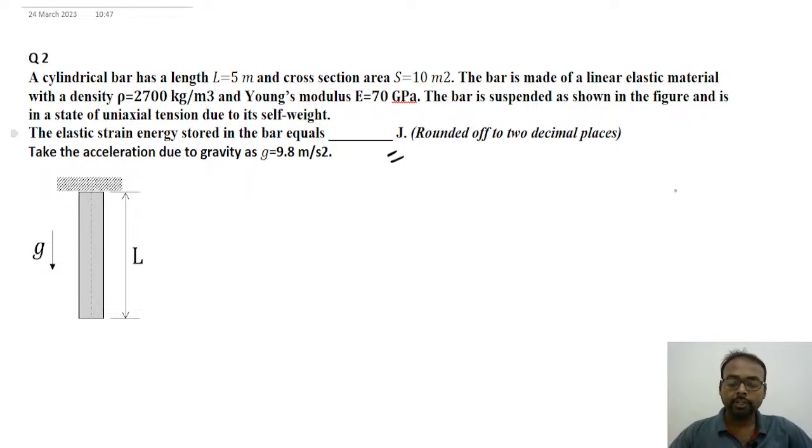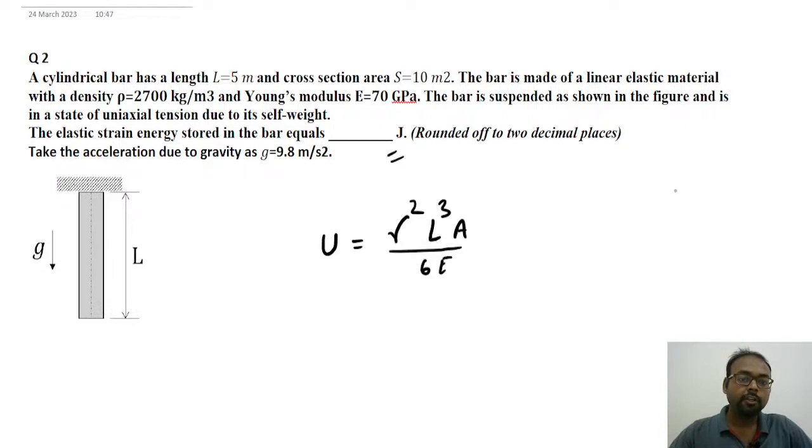So we have to find out the elastic strain energy that has been stored here. That is given by U is equal to gamma square L cube A divided by 6E.